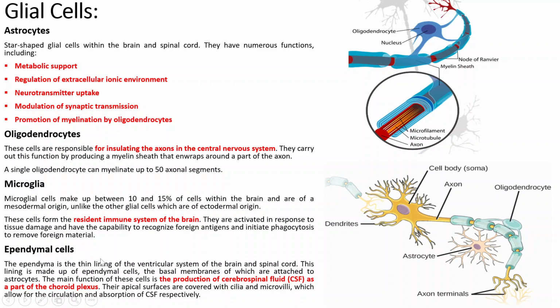Last, we have the ependymal cells. The ependyma refers to the lining of the ventricular system of the brain and the spinal cord. This lining is made up of the ependymal cells, the basal membrane of which is attached to the astrocyte. And the main function of the ependymal cell is to produce cerebrospinal fluid as a part of the choroid plexus. So these are the four main types of cells which compose our glial cells.